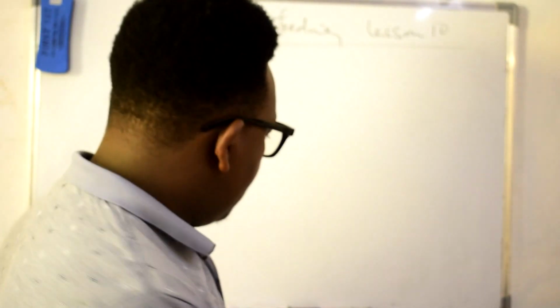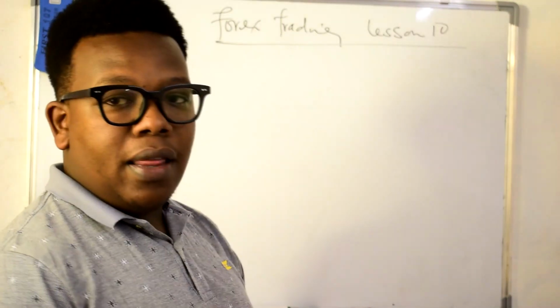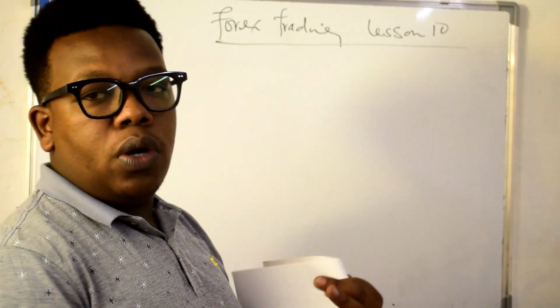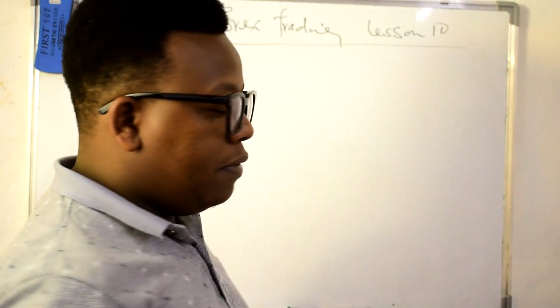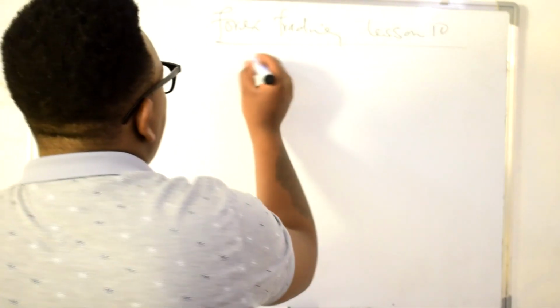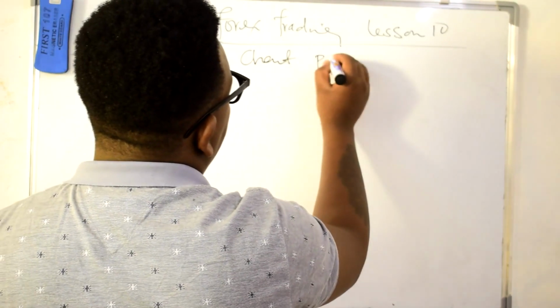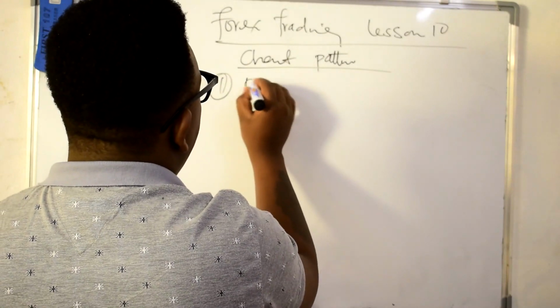So right away, let's just get into the chart patterns. In our previous lesson, we looked into four of them. We looked into double top, double bottom, head and shoulders, and inverse head and shoulders. So for today, we get to look into chart patterns like the rising wedge.